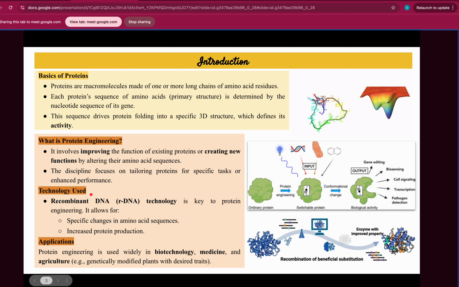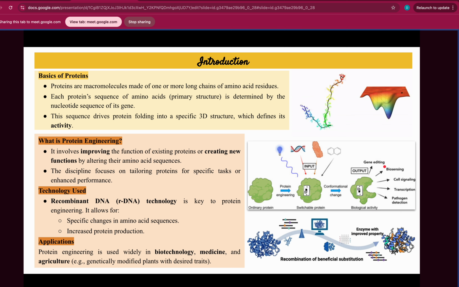The technology used for protein engineering is recombinant DNA technology, which is key here. In recombinant DNA technology, we allow specific changes in the amino acid sequence and we increase its production. For example, if we have an ordinary protein, then with the help of protein engineering we can make it a switchable protein. That means depending on the input, it will undergo some change and produce a suitable output, which could be in terms of biological activity.